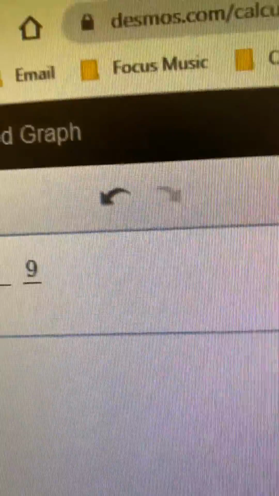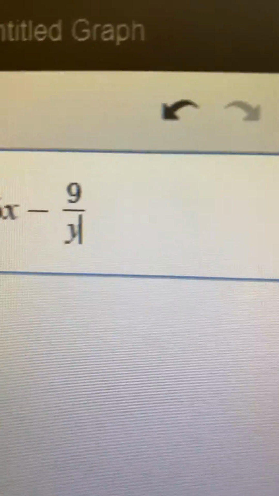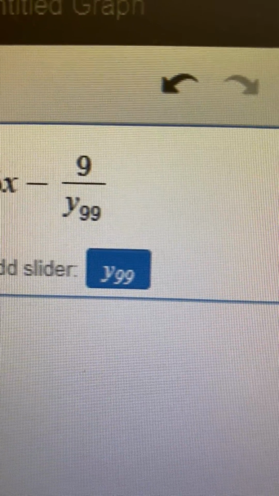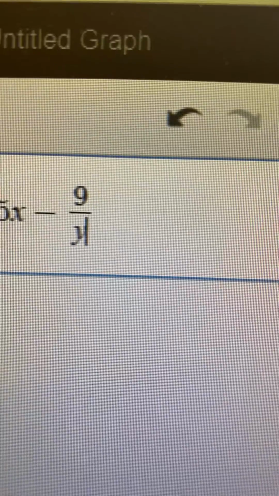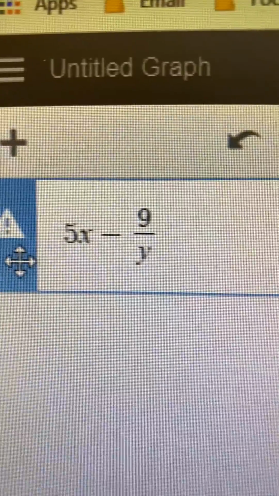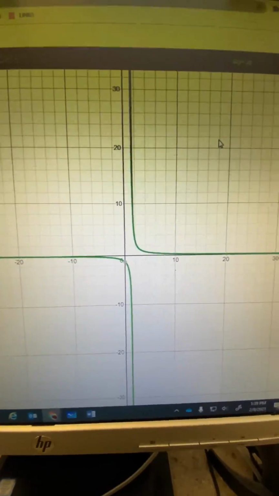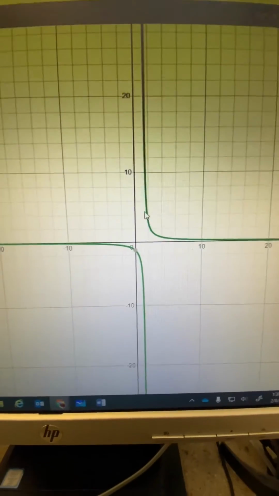It'll turn into a fraction. Then you put in the variable y, and you have to go over to the right, because if you start typing, you're going to see it goes into the denominator. So I hit the right arrow key, and you can see it goes over one, and then I just put equals 7. Now you can see we have the graph here, in green.